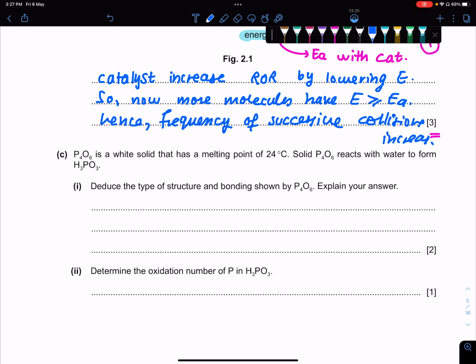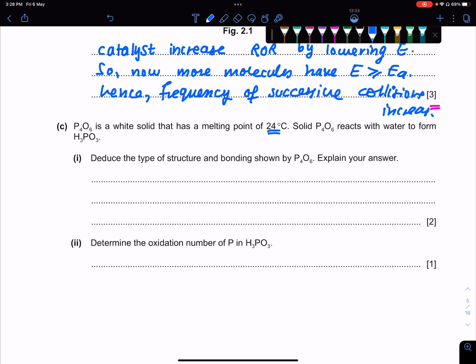P4O6 is a white solid, has a melting point of 24 degrees Celsius, very low melting point, right? The oxide has very low melting point. It reacts with water to form H3PO3, a hydrolysis reaction. Very simple, right? Deduce the type of structure and bonding shown by the oxide, explain your answers. Okay. The type of structure is what? It's a simple molecular structure, right? Simple molecular structure. Now, why do I know that?